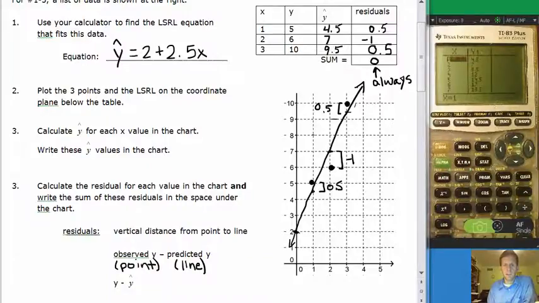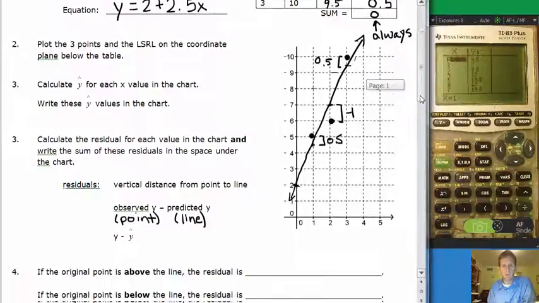All right, so we've calculated our other residual. It's equal to 0.5. When you take the sum of your residuals, you should always get 0. So if you're doing the problem correctly, you should always get 0 for this sum. I've written a little 0.5 right here to denote the distance vertically from this point straight down to the line.